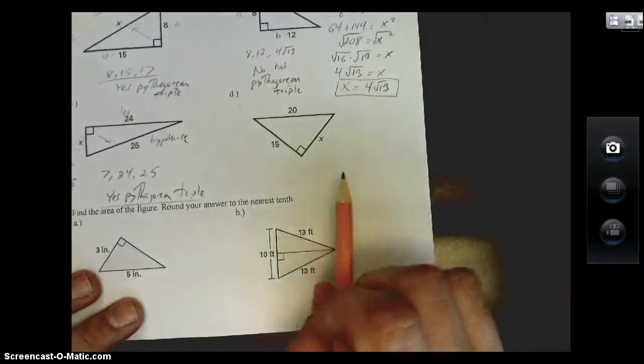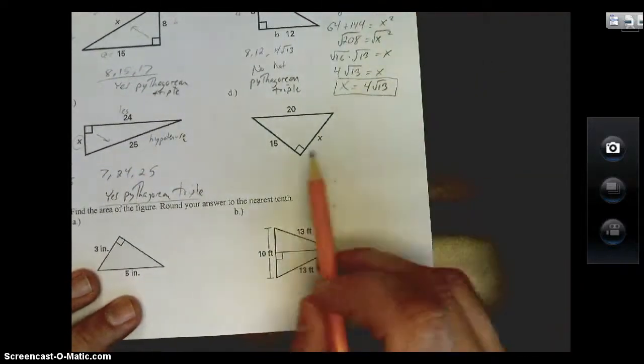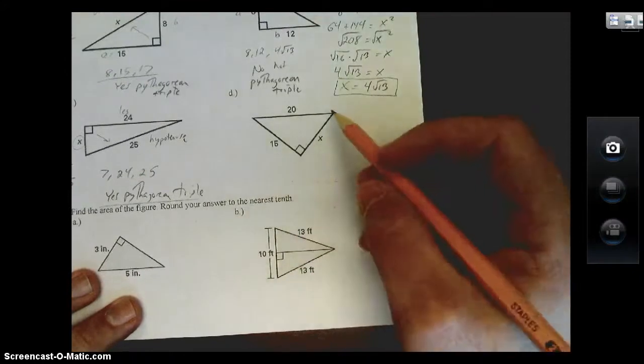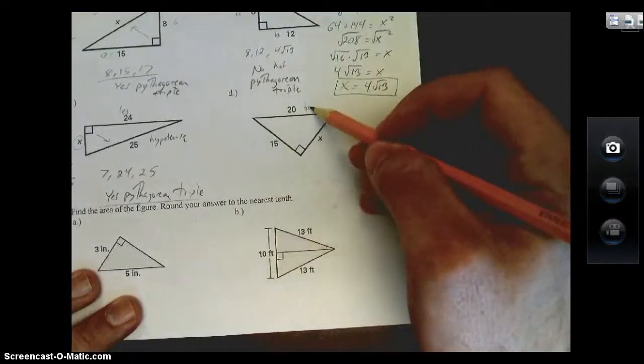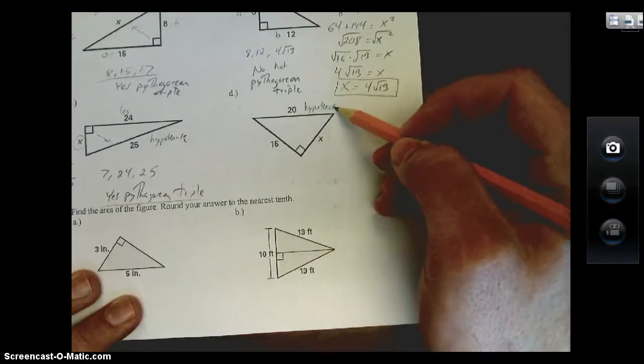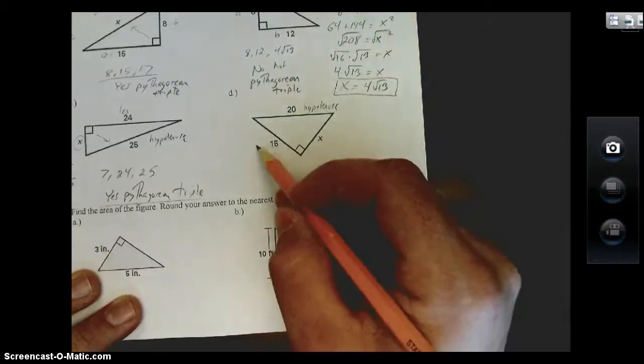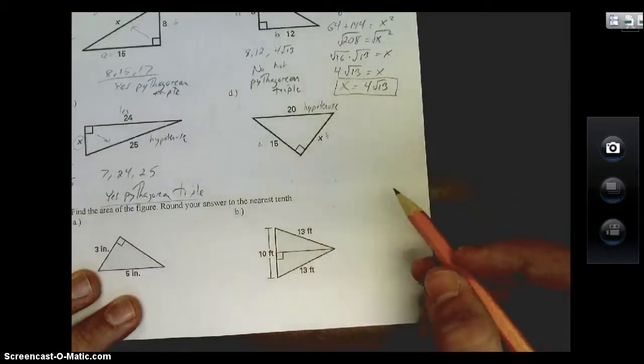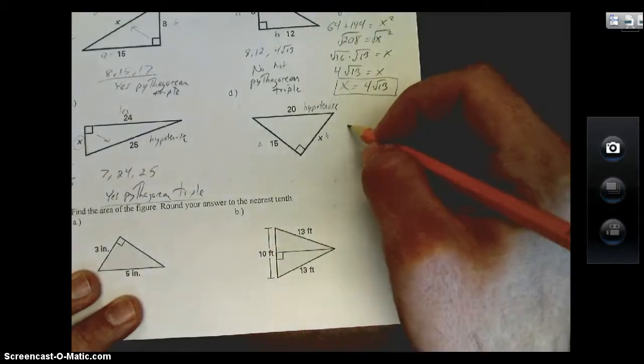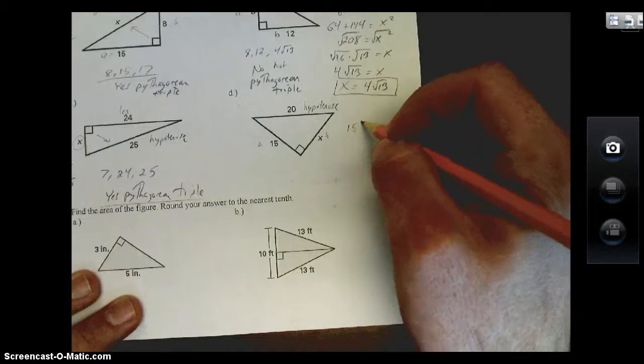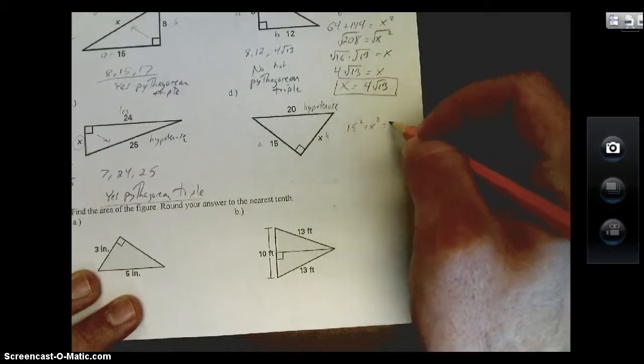Okay? Over here, part D. 15, 20, and x. Again, identify your hypotenuse. It's up top here. Your 15 and your x are your A and your B. So now I can say, here's my Pythagorean theorem again. 15 squared plus x squared equals 20 squared.